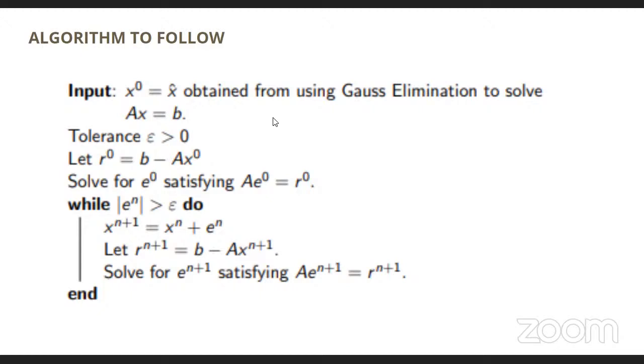Then, while the absolute value of En, where that n is just any value 1, 2, 3, is greater than the tolerance, do this. This shows an iterative process. If you have this condition, you iterate further. If not, you end the solution. So let's go to the example. I think from there we'll be able to understand how this algorithm is applied.